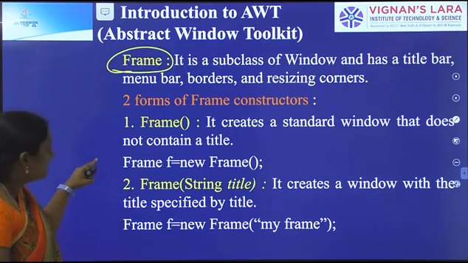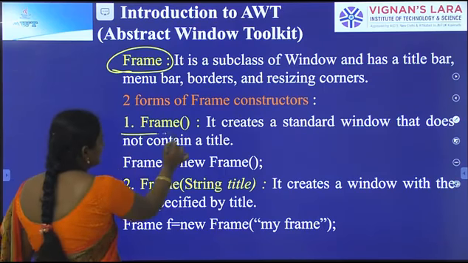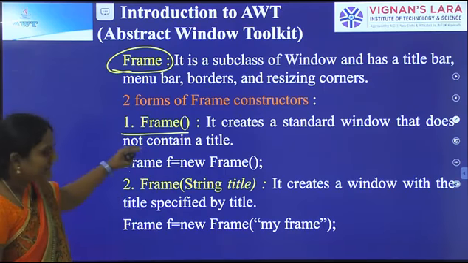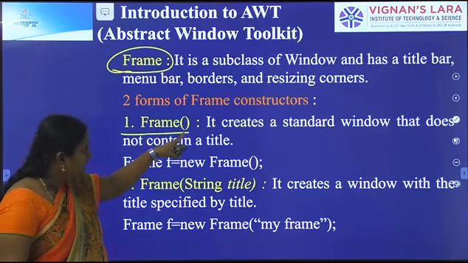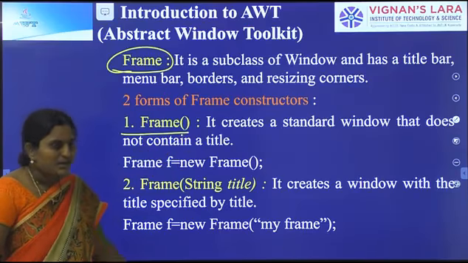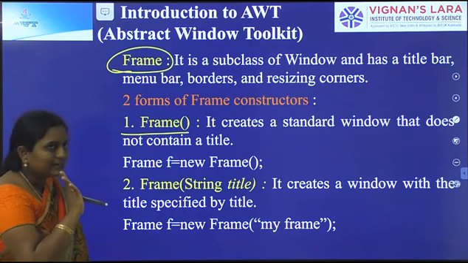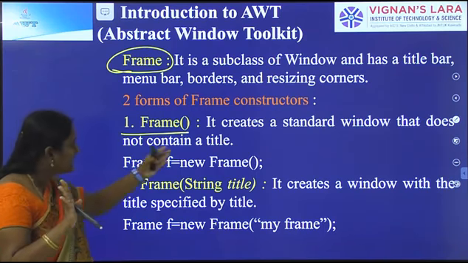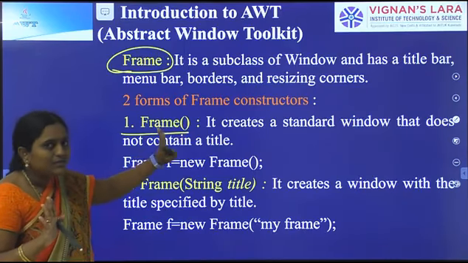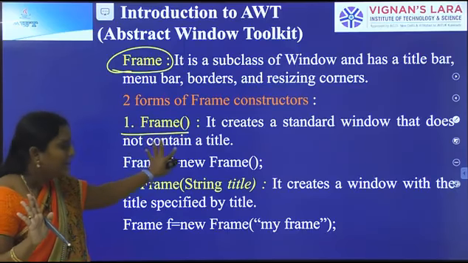Next, the frame class has two constructors. The first one is the default constructor. The constructor name is the same as the class name, as you already know. It creates a standard window that does not contain a title. So whenever we use the default frame constructor, it does not contain any title.